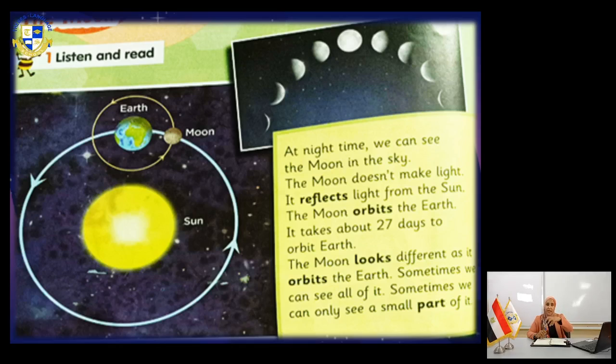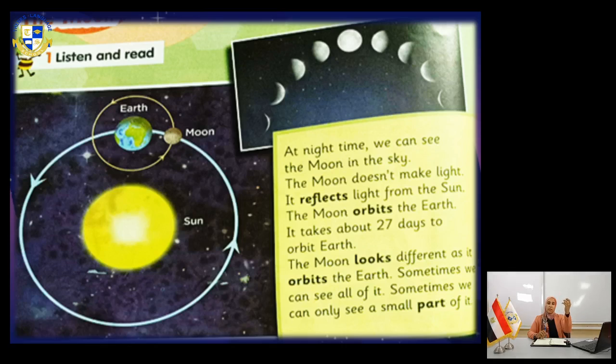The earth takes 365 days to orbit the sun. What about the moon? It takes 27 days to orbit the earth.